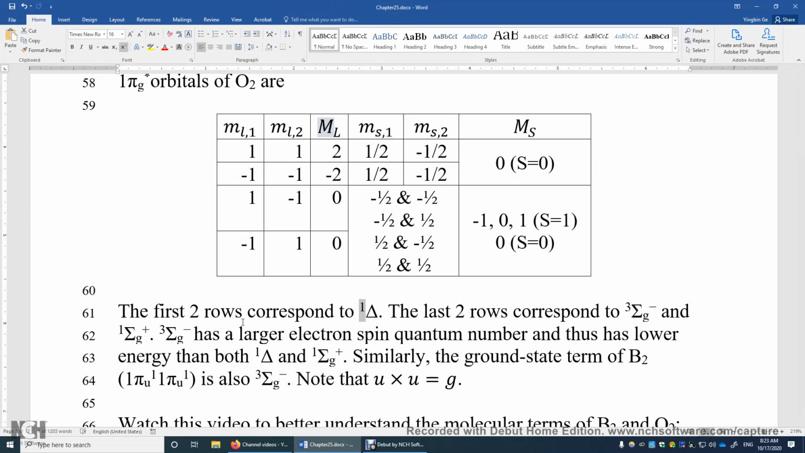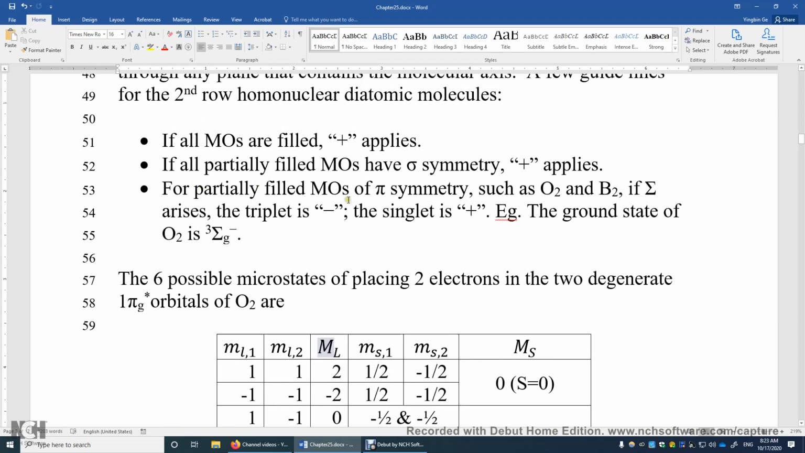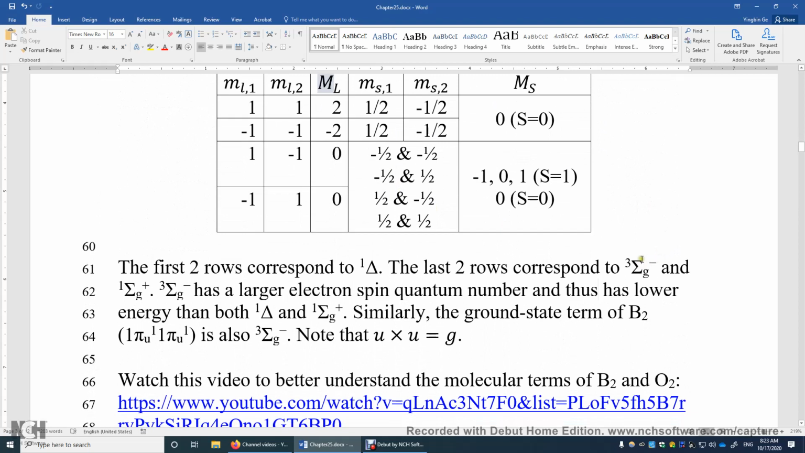The last 2 rows correspond to 3 sigma g minus. So these 2 rows, actually you can say these 4 rows, they correspond to 3 sigma g minus and 1 sigma g plus. So again, when you are looking at partially filled MOs of pi symmetry, such as O2 and B2, when sigma arises, triplet is minus, singlet is plus. So this 3 sigma g minus has a larger electron spin, therefore it has lower energy. So in molecular term symbols, you also look at the electron spin. When you have a larger electron spin, it has a lower energy. So that's why this 3 sigma g minus is the lowest energy electronic state for O2.